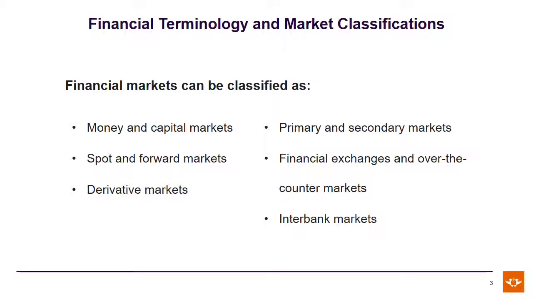Now we're going to talk in a little bit more detail about the different market classifications for financial markets. Looking at financial markets, they can be classified as money and capital markets, spot and forward markets, derivative markets, primary and secondary markets, financial exchanges and over-the-counter markets, and interbank markets.